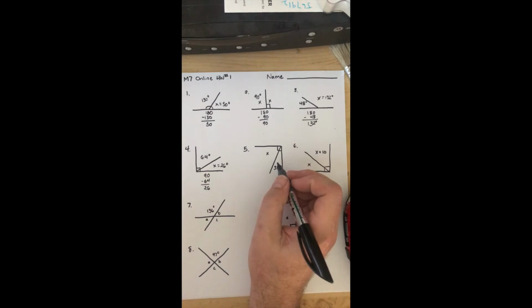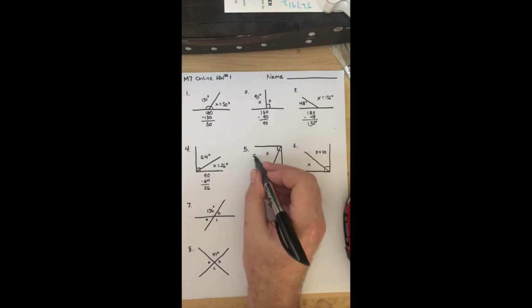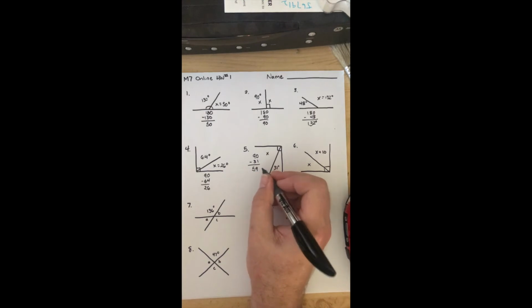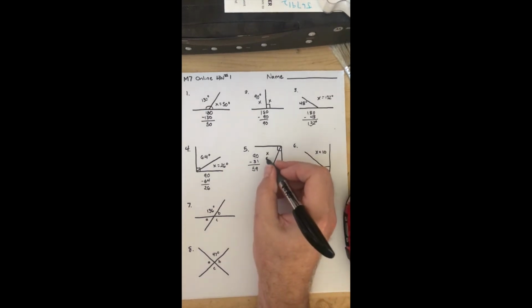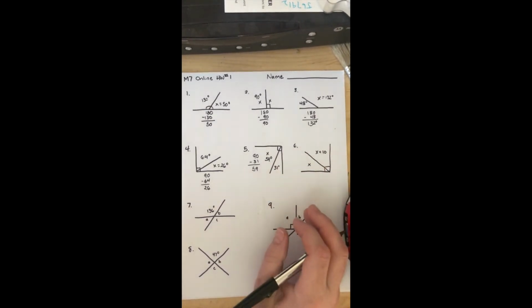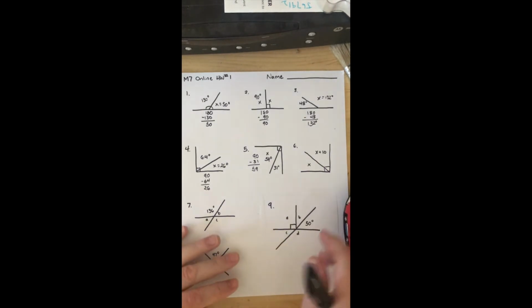And I've got 31, so take 31 away from 90, that's 60. Take away 1 is going to be 59. So 59 degrees. What a complementary angle pair that is.